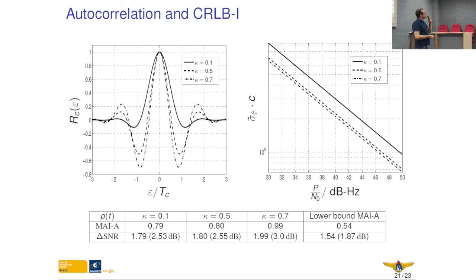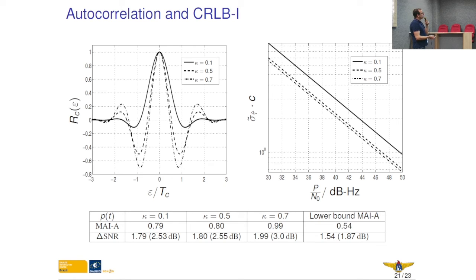What we can see here is that the higher the kappa, the curvature at the peak of the autocorrelation function gets higher, the peak gets sharper. Immediately we can see that, because we remember that this is linked to the Gabor bandwidth, so the Gabor bandwidth is increasing, and thus the variance of our time delay estimate is decreasing, so we have a better time delay estimation performance for higher kappa values.